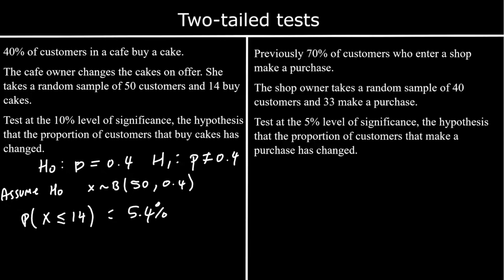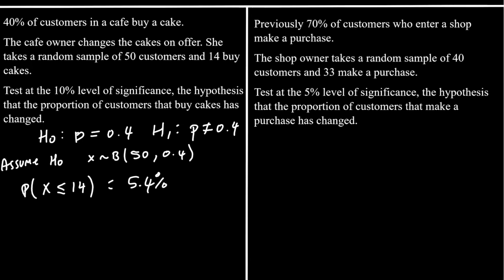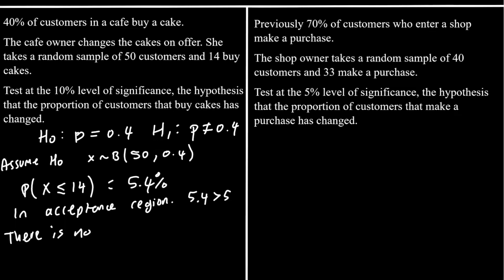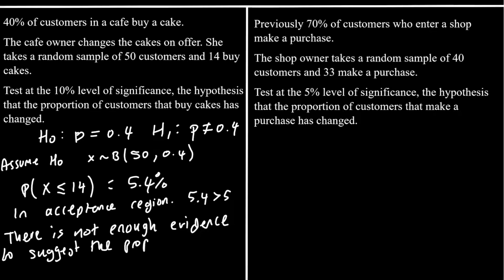So it is not meeting the critical value, it's in the acceptable region, or the acceptance region. 5.4 is bigger than 5. So there is not enough evidence. There is not enough evidence that the proportion of customers buying a cake has changed.